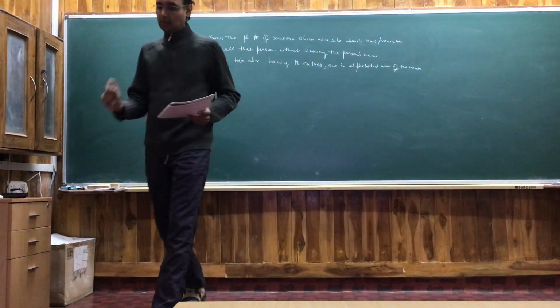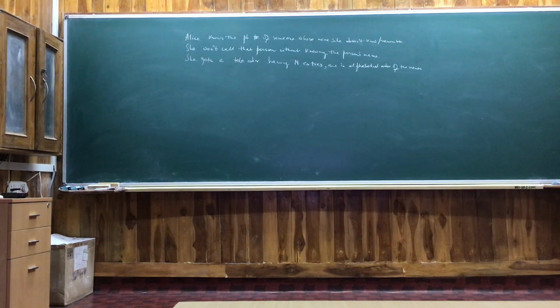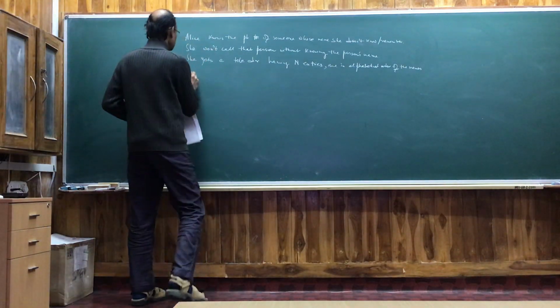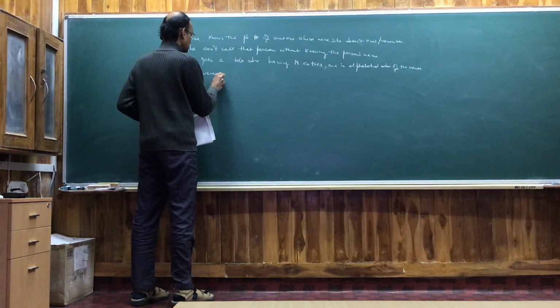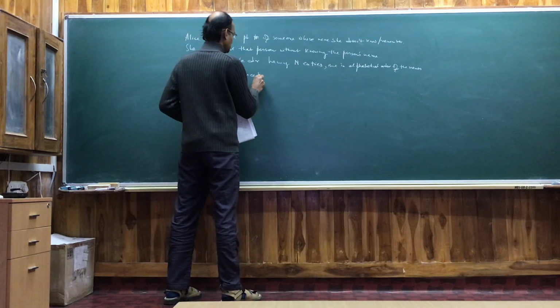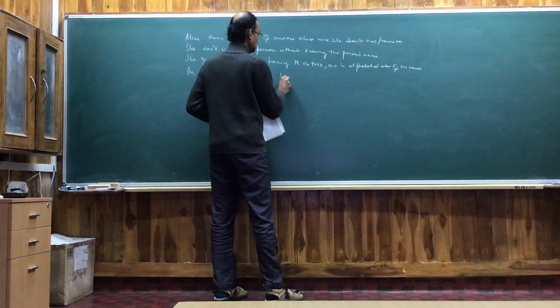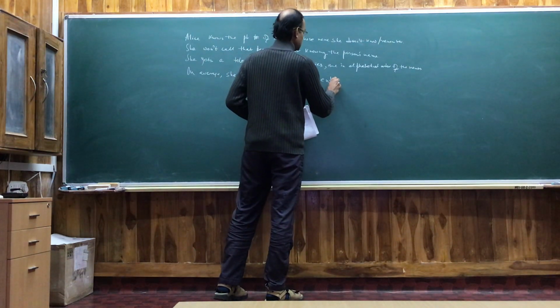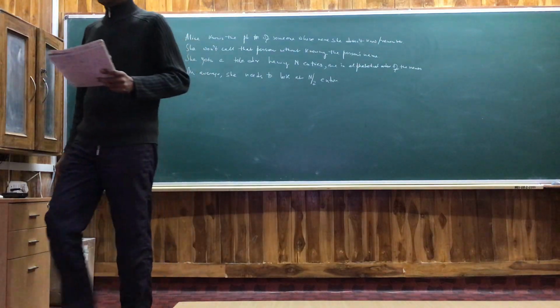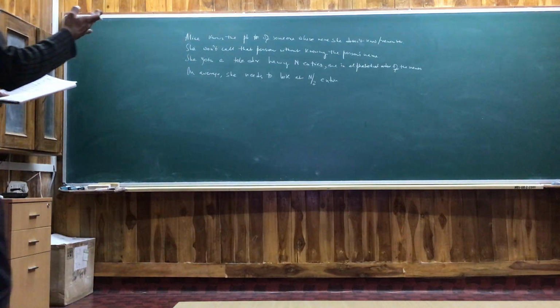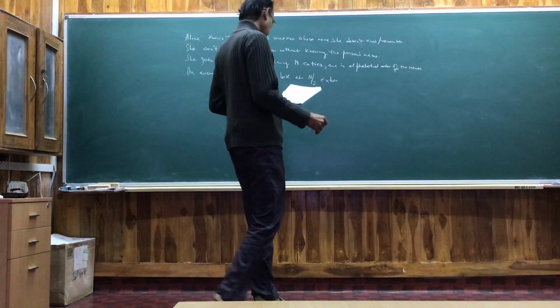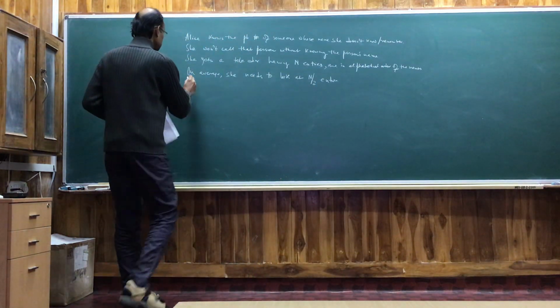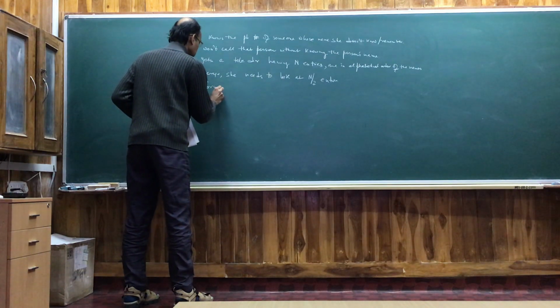and not serial number with respect to the phone numbers. Yes, otherwise it would have been simple, but this is as in usual directories. So on average she needs to look at n by 2 entries. Yes, this was the classical case. And then we set up a quantum version of it. The quantum formulation.